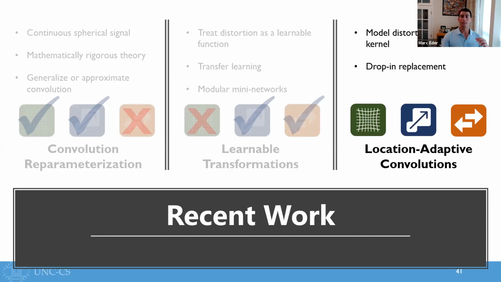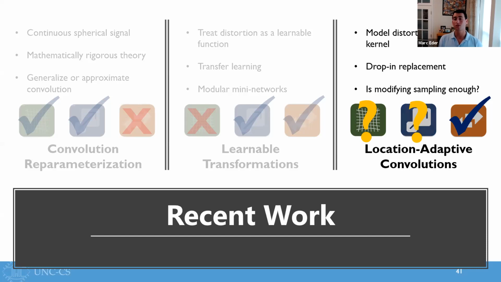Now, because they are designed to be a drop-in replacement, they are transferable. You can swap in a location adaptive convolution for a standard convolution to any network, and it'll just adapt where it samples. You don't have to change the weights or anything. But it raises the question whether modifying sampling goes far enough to fully address spherical distortion. As it turns out, it doesn't really. It also raises the question of, does it scale? And we'll also talk a little bit about why it doesn't scale as well as we think it should.